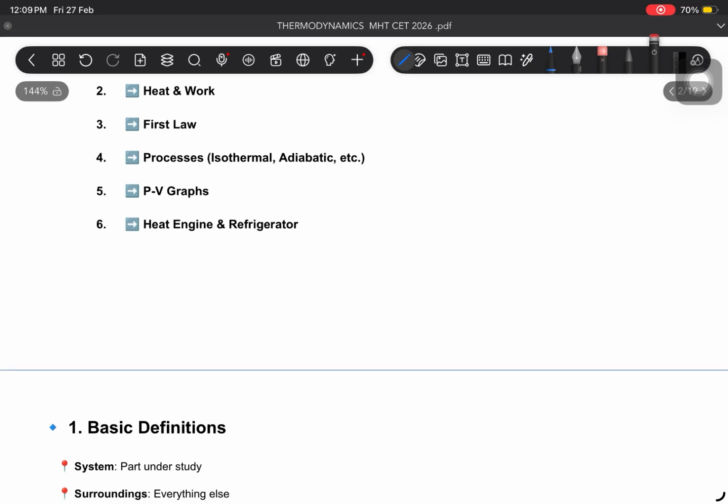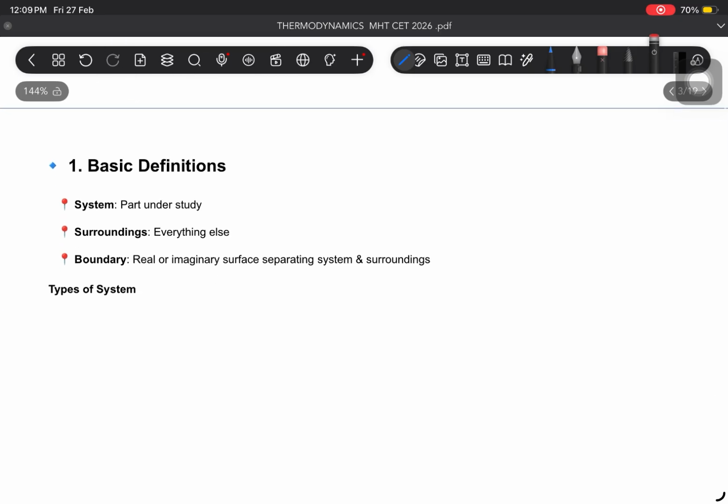So first we understand what thermodynamics is. Thermodynamics deals with heat, work, and energy. It studies how energy is transferred and transformed.